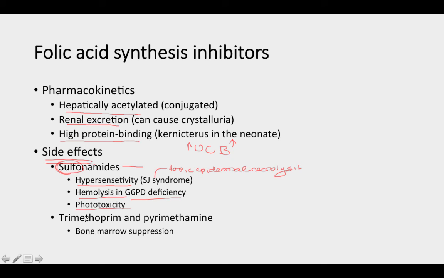Right? Now, trimethoprim and pyrimethamine actually inhibit our own folic acid synthesis, so it's understandable why they suppress our own bone marrow. And this is why it is contraindicated in pregnancy, because of the need for rapidly replicating cells.